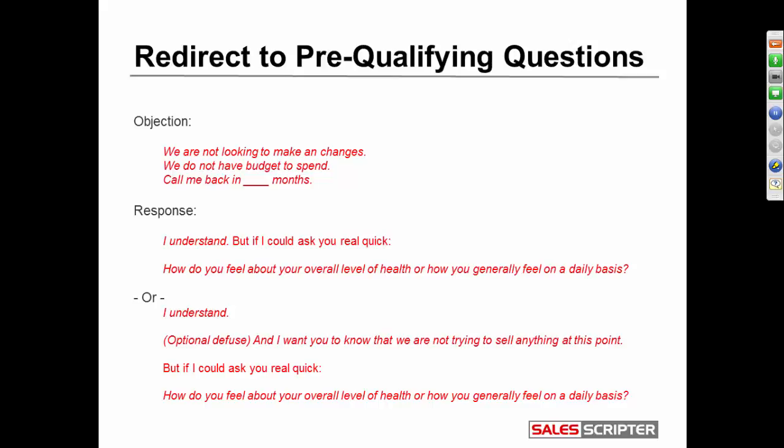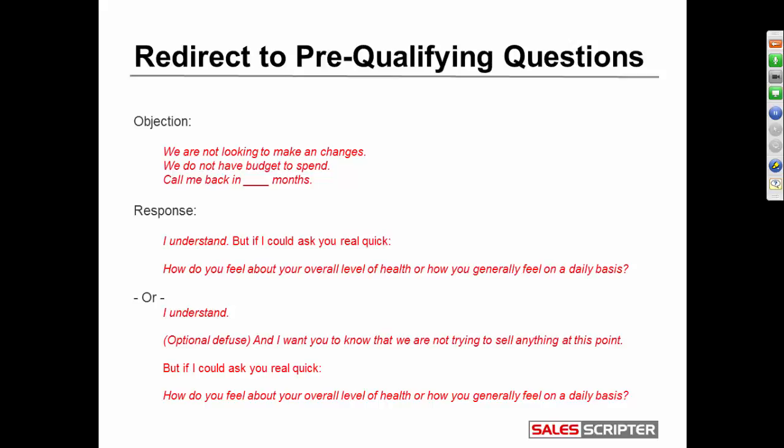So here's a way to respond to those objections to try to keep the conversation going, and instead of getting into the follow-up process. For the objections, we are not looking at making any changes right now, we do not have budget, call me back, here's a response you can say. Hey, I understand, but if I could ask you real quick, how do you feel about your overall level of health, and how do you generally feel on a daily basis? So that's one of my pre-qualifying questions.